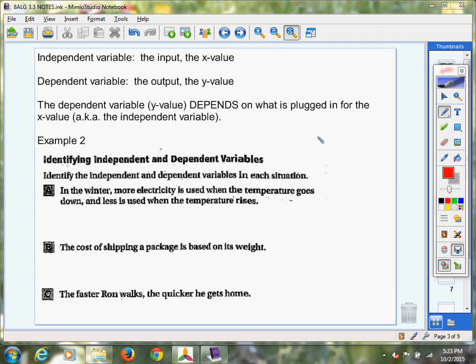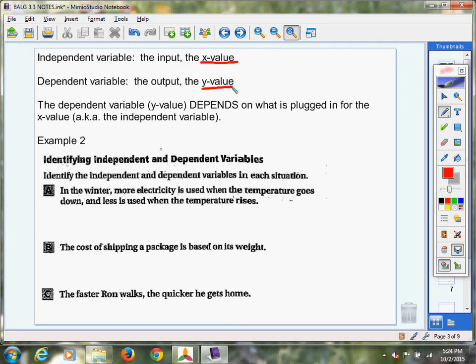So numerically, if we were given an equation, it'd be really easy to point out. The x is always your independent variable, and your y is always your dependent. Now, why is that? Well, you don't get your y value until and unless you plug in the x value. So do you see now the y really depends on what you plug in for the x. So that's why y is dependent. Your output always depends on what you put in, your input, okay? So x is independent, y is dependent.